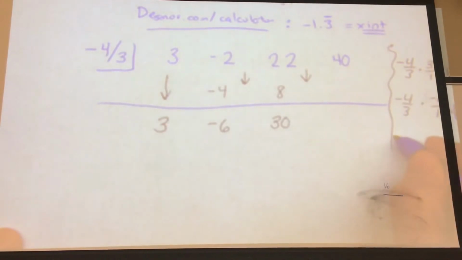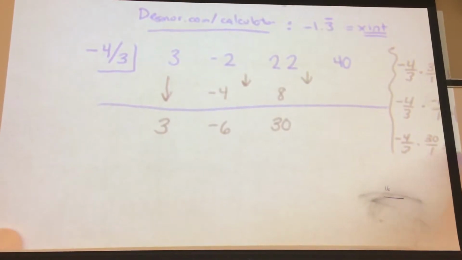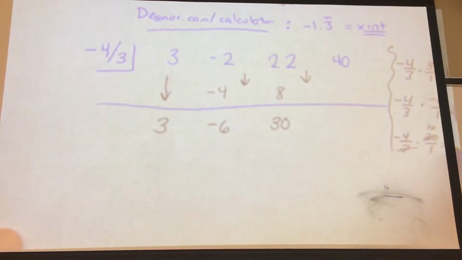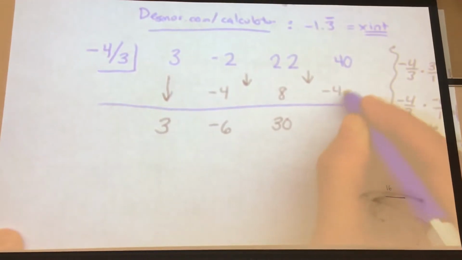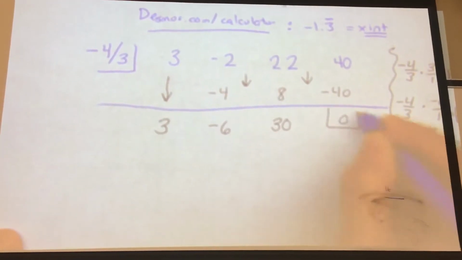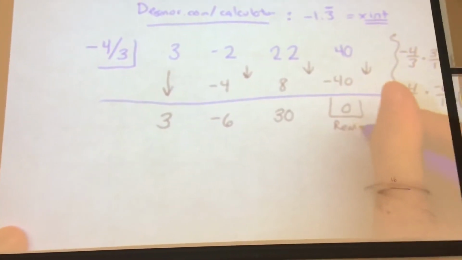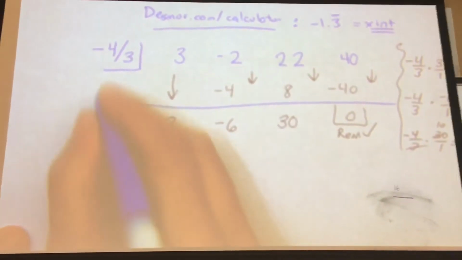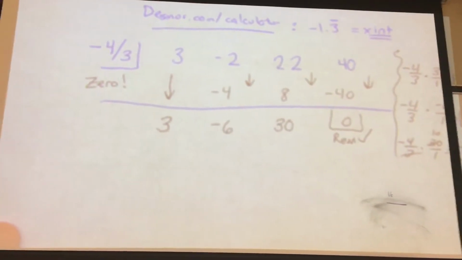Then I'm going to take again -4/3 times 30/1. Yeah, 3 goes into 30 10 times, so you get -40. What do you know? Desmos didn't lie. So that in fact is a remainder of 0, which means that -4/3 is a 0, and because it's a real number, it's an x-intercept.